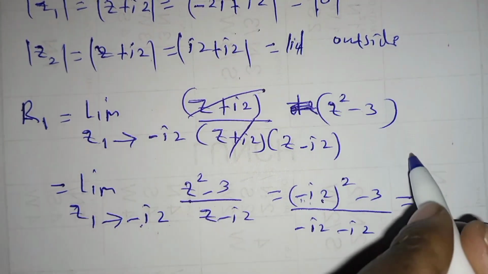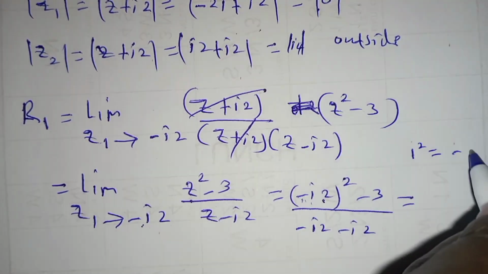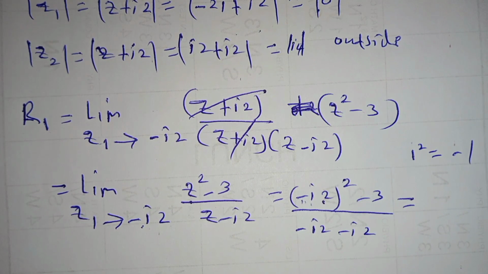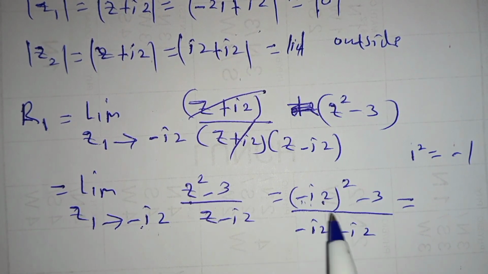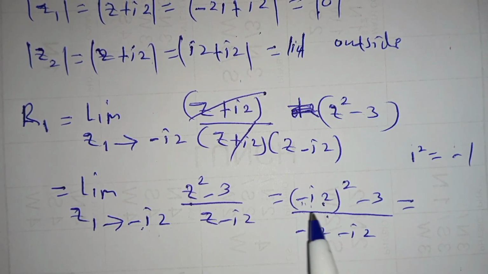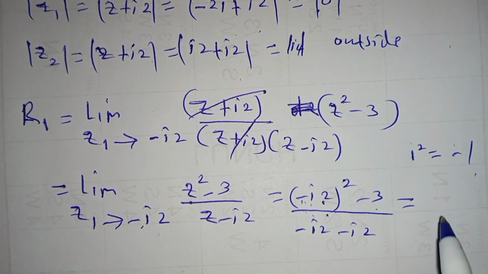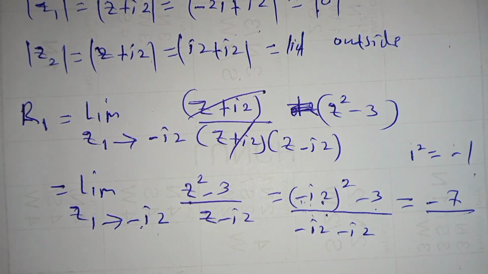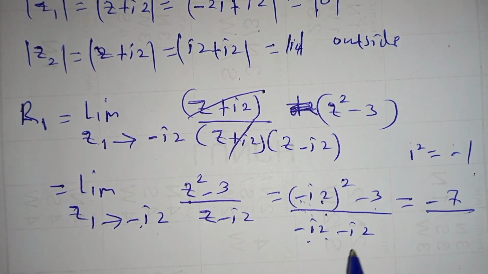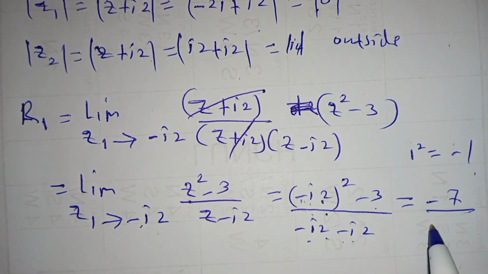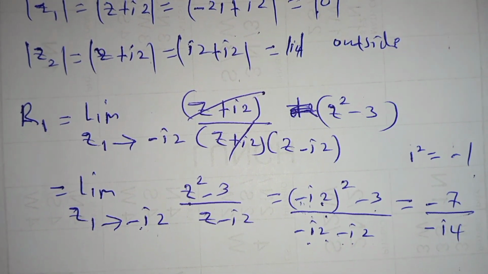Note that we are making use of i squared is equal to negative 1 from the definition of a complex number. Negative 2 squared will give you 4. So 4 times negative 1 will give you negative 4, minus 3, which will give you negative 7, divided by negative 2i minus 2i, which will give you minus 4i.